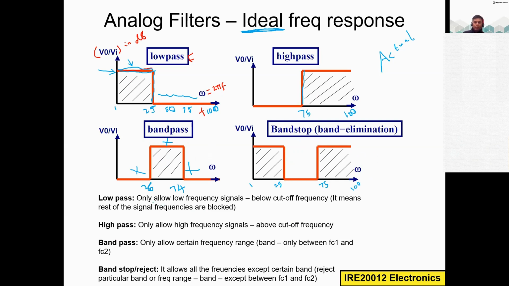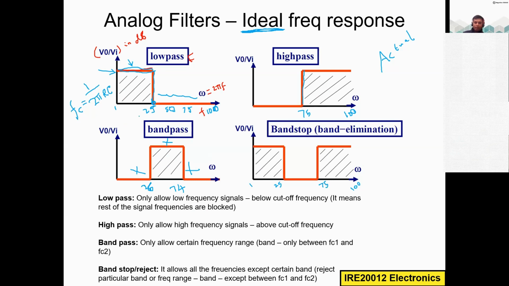Low pass means only allow low frequency signals below the cutoff frequency. So we always have to find the cutoff frequency. We had already seen the cutoff frequency for a differentiator and integrator. Remember what is the formula for that? 1 divided by 2 pi RC.